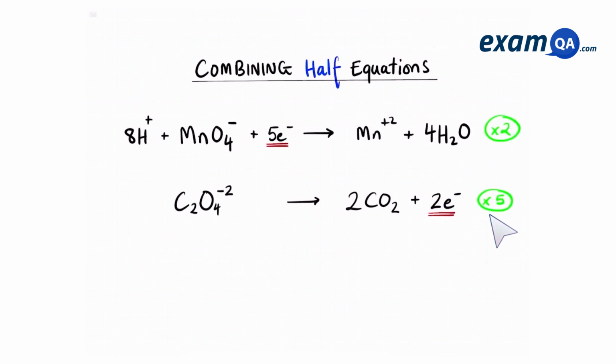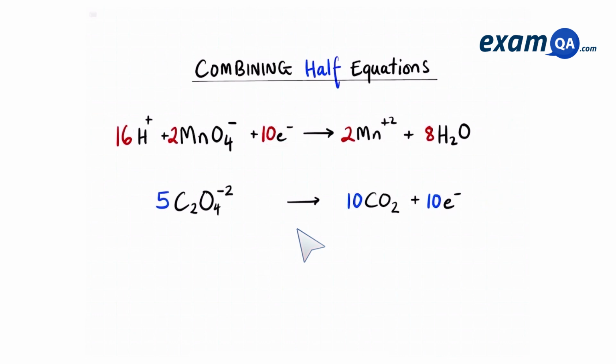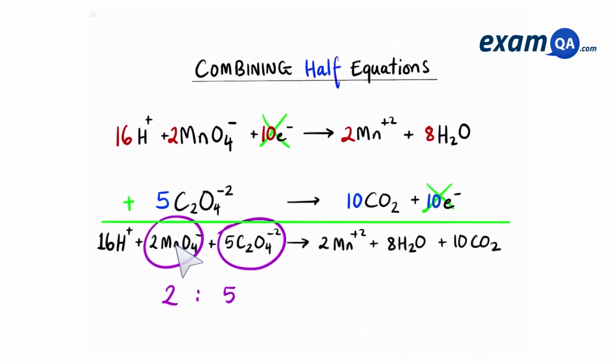Once I've done this, I should now get the new half equations. Okay, so now after multiplying, this is what we get. Okay, there we go. So both equations have been multiplied. Okay, number of electrons on both equations are the same, which means we can now add the two equations to cancel out the electrons and give us the final overall equation. And we can see that the ratio of manganate to ethane dioate is 2:5.